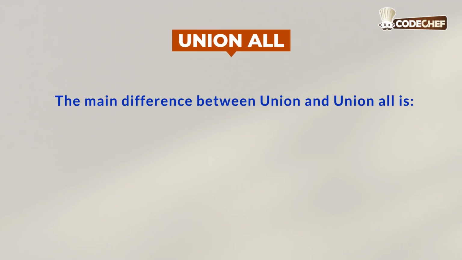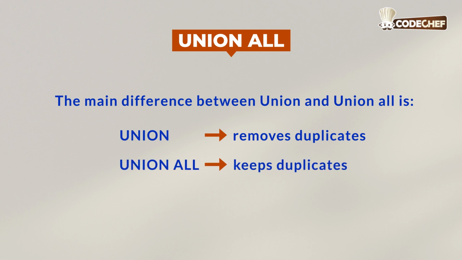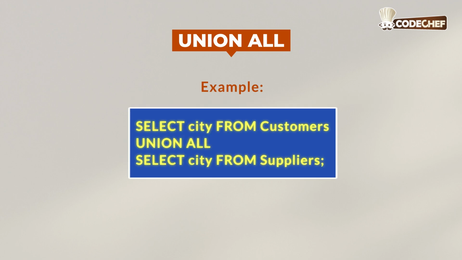Next is union all. Now what is the difference between union and union all? Union removes duplicates while union all shows the result after merging the tables as it is. That means it keeps duplicate values as well. Example, select city from customers. Now instead of union we are writing union all and then select city from suppliers semicolon.